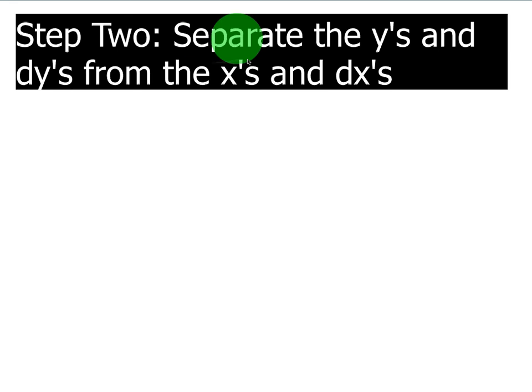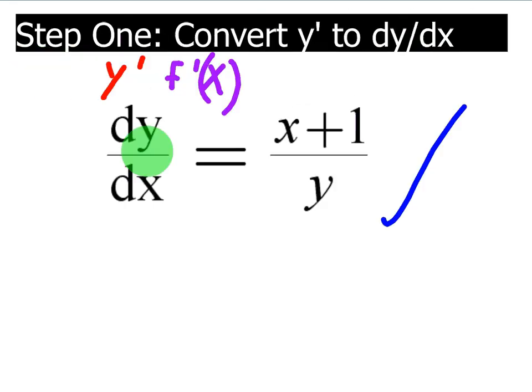Step 2 says to separate the y's and dy's from the x's and dx's. So this is why we write it as dy/dx, because we want to get our dy's and dx's on the same side. So basically, the way to do this, many times, not all the time, but especially for this example, you want to cross multiply. So you want to multiply y times dy, and you want to multiply x plus 1 times dx. Now you do want to put the y first and the dy next, and you always want to put the dy's and the dx's to the right.